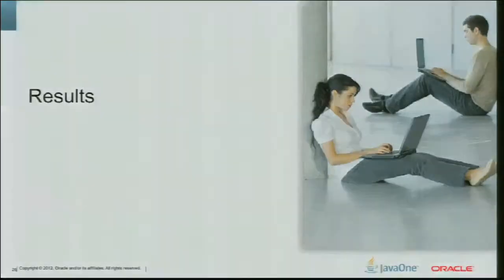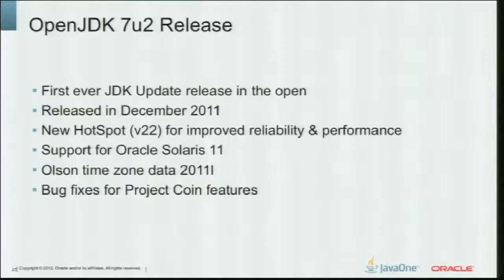So that's a lot of effort. So what do you get for this? Well, we got a couple of releases so far that have been developed from the beginning till the end in OpenJDK. The first one was the OpenJDK 7 Update 2 release. And like I said, the first ever update release that was done in the open. It was released in December last year and contained, among other goodies, a new HotSpot version.